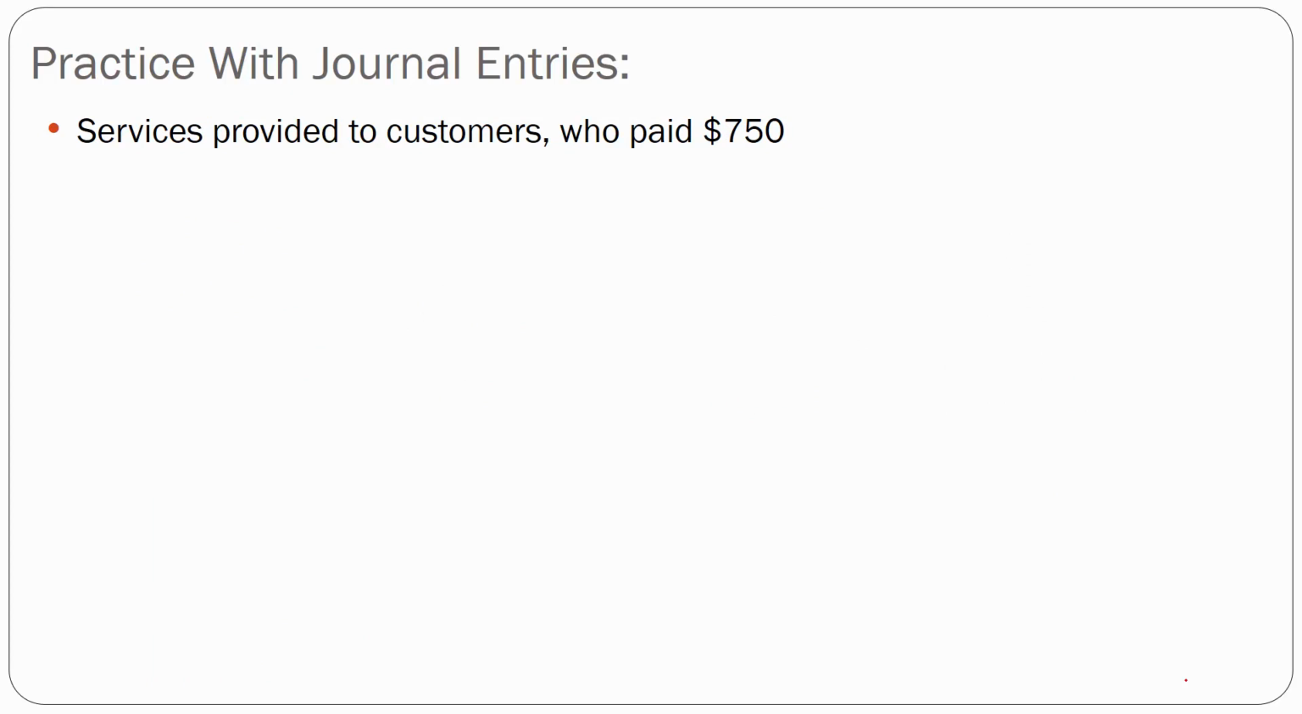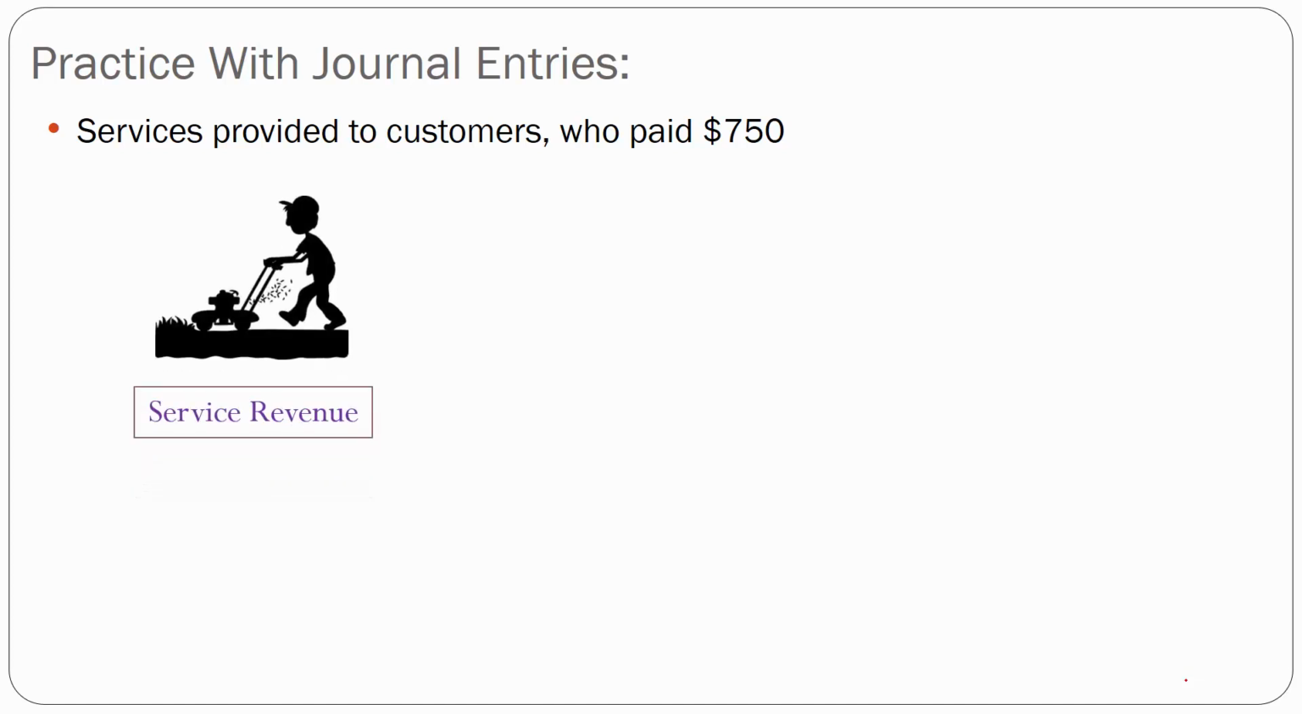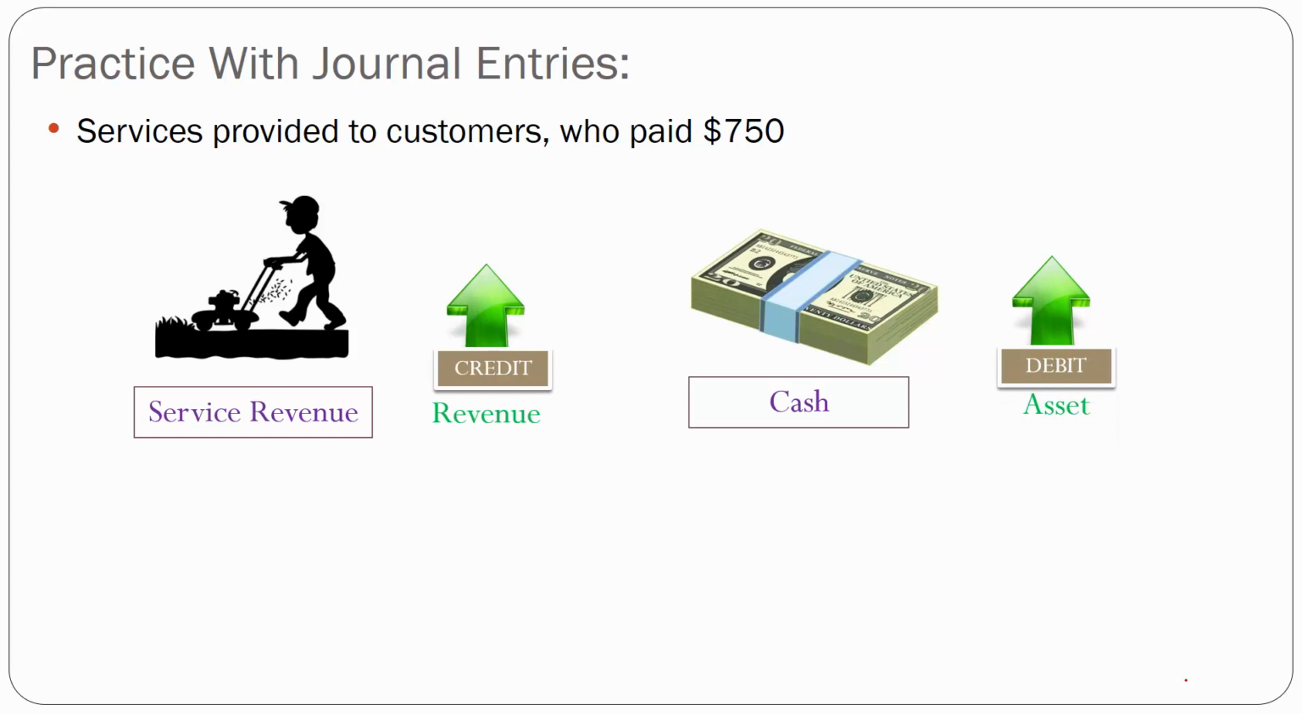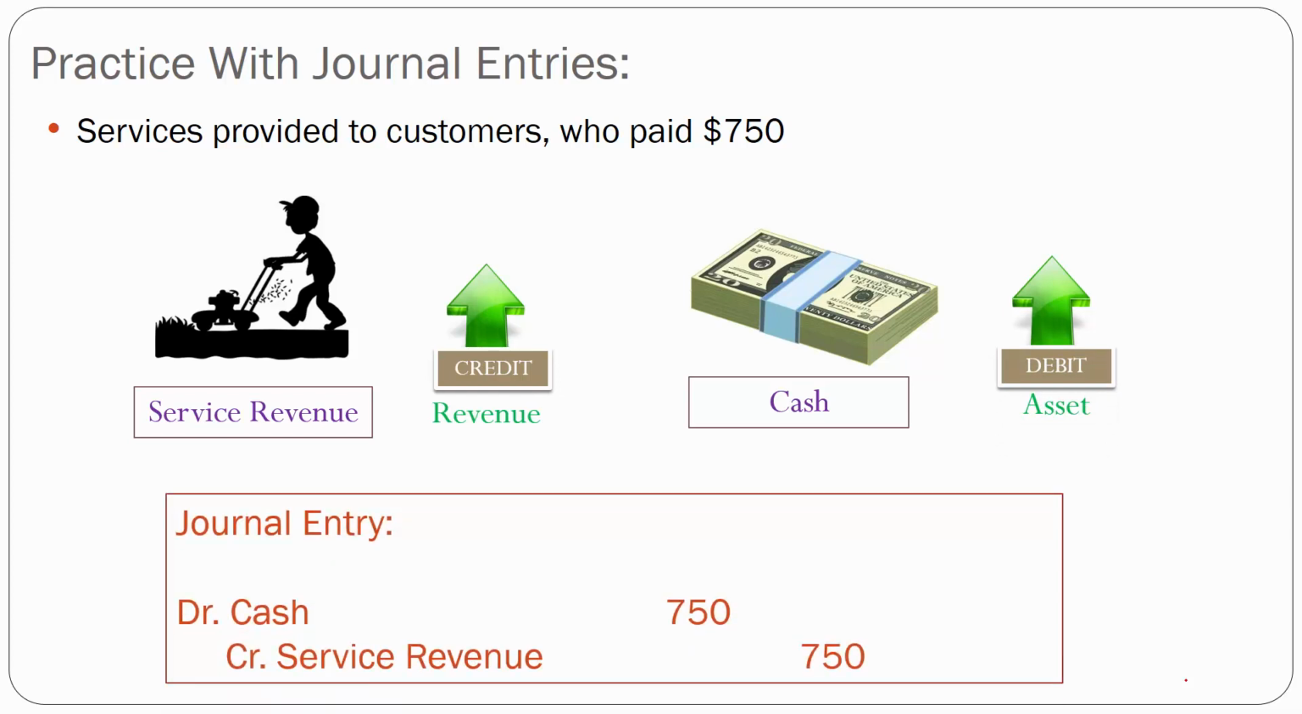Services provided to customers who paid $750. So now we've provided some services to our customers. We're running our business. That's a revenue, and we call it service revenue when we're providing services. And then it says the customer's paid, so that's cash. And so our revenue here is increasing because we're providing services, and they paid us, which means our asset of cash is also increasing. And according to our rules, to increase a revenue is a credit, and to increase an asset is a debit. Our journal entry then is a debit to cash for $750 and a credit to service revenue for $750.